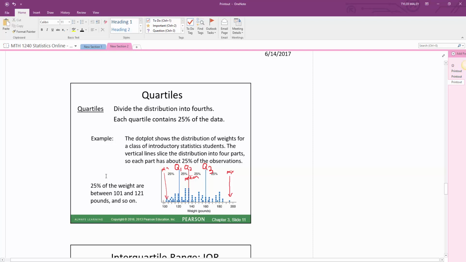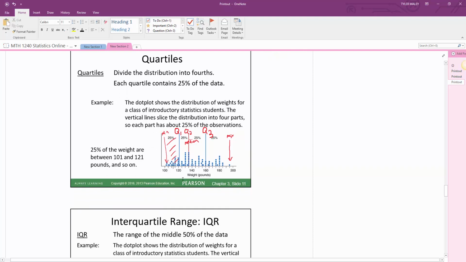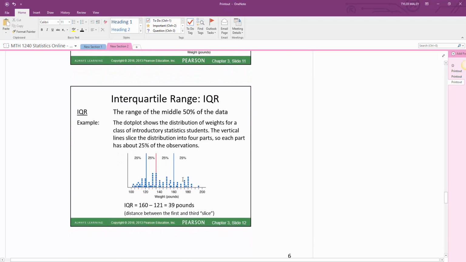Right, so we're told here 25% of the weights are between 101 and 121, right? So we're talking about this data here. We have 25% of our data in between there. So the interquartile range is the middle 50% of the data, right? What we're talking about is this middle 50% here, so 25% on this side, 25% on this side. This is the IQR, right? The range between those is the IQR.